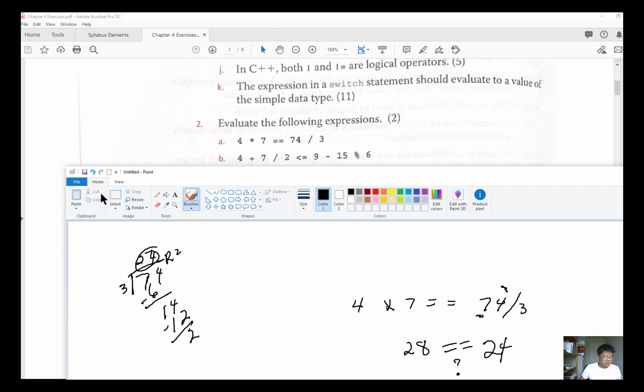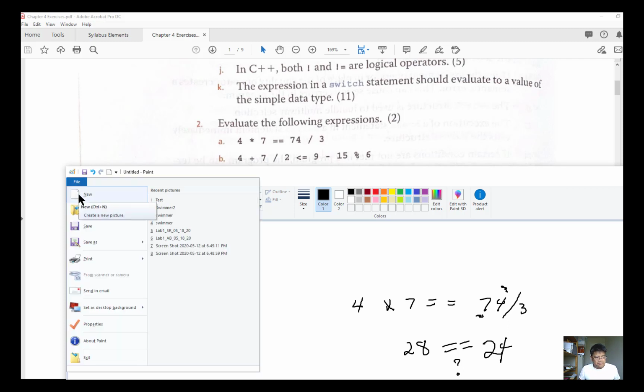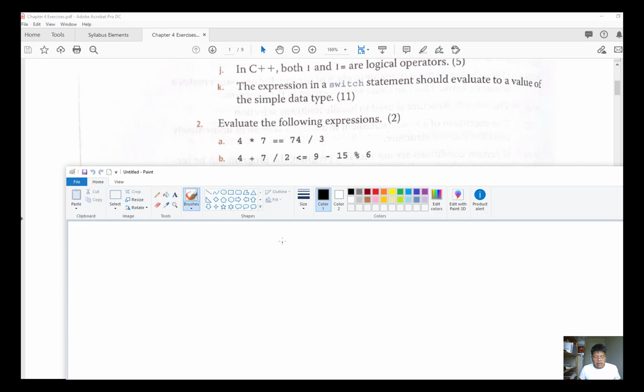Let's try some more. I want to try some more with you, just to keep you on the right track. So let's try that next one. Let's say you do 4 plus 7 divided by 2 less than or equal to 9 minus 15 mod 6. All right, I want you to take a second, pause my video, and work through this, and then we're going to come back and compare notes. All right, I want you to do that.